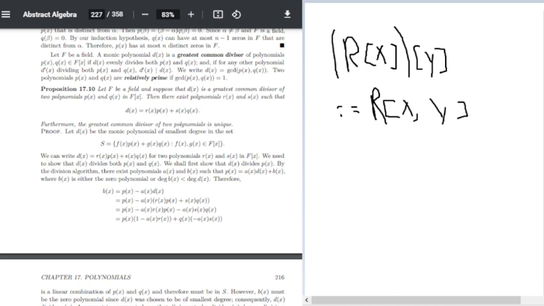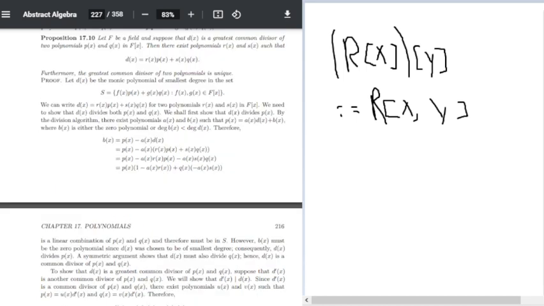Let d of x be the monic polynomial of smallest degree in the set S equals f of x p of x plus q of x g of x, where f of x and g of x are in F of x. Be the monic polynomial, because of how they sum together. And because we have a field, we're able to ensure that it's the smallest degree, and that it's the monic polynomial of smallest degree. We can write d of x is equal to r of x p of x plus s of x q of x for two polynomials r of x and s of x in F of x.